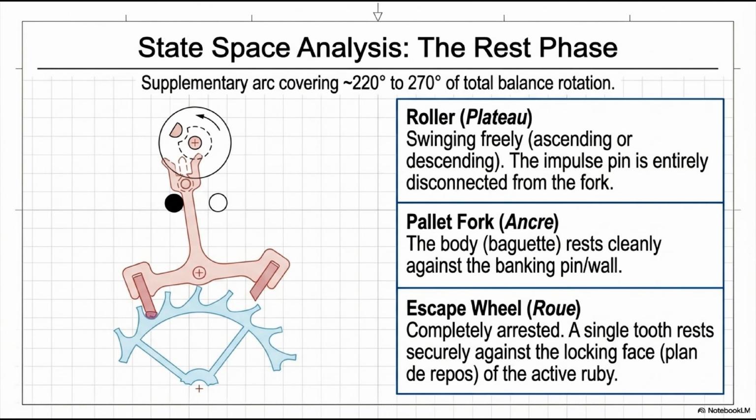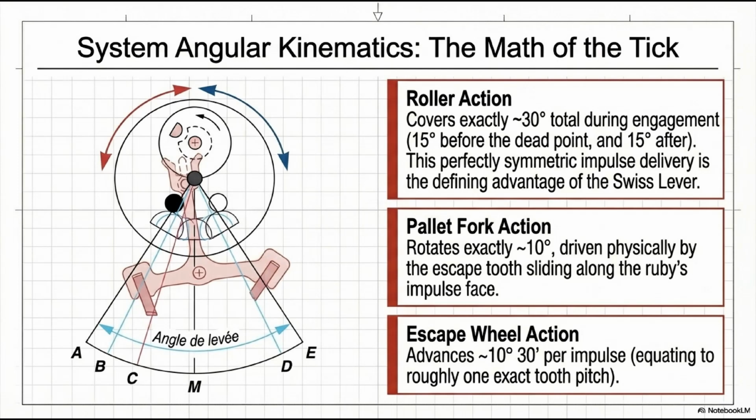During this entire phase, roughly 93% of the complete cycle, the balance oscillates under the influence of its hairspring alone. No variable forces. No friction from escapement contact. The frequency is governed purely by the balance's moment of inertia and the hairspring stiffness. This is what the rest phase looks like. Deceptively quiet. Profoundly important.